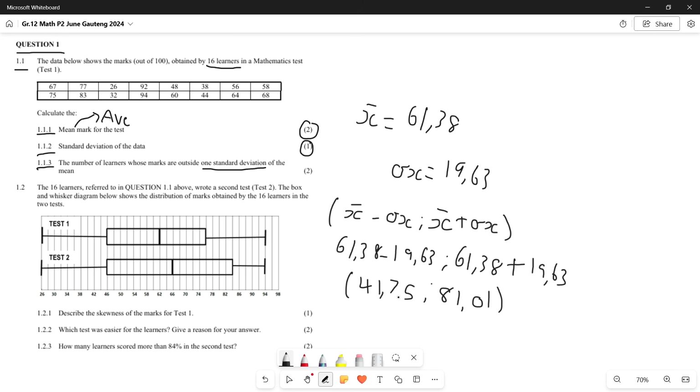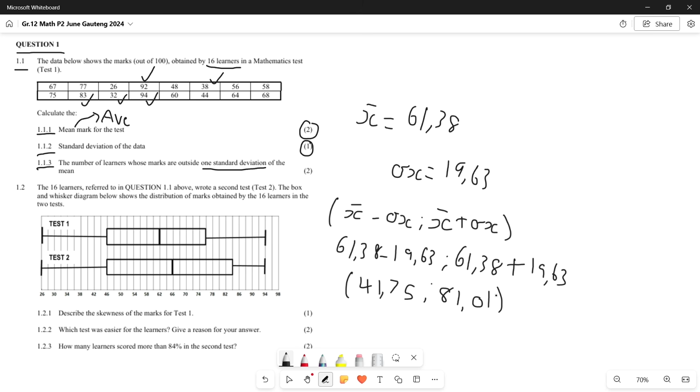So that means we have a range with which we can look at these values here and see which of these values do not fall within this range, from the lowest being 41,75 to the highest being 81,01, which means we can just go ahead and count them. These aren't in ascending order, so we just have to look for them. This guy is below this value. This guy is below this value. This guy is above this value. This guy is above this value. So we have 4 so far.